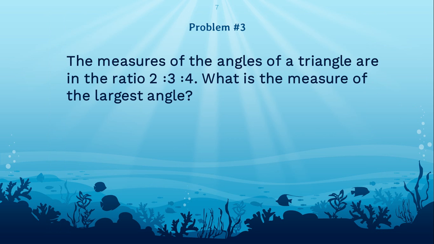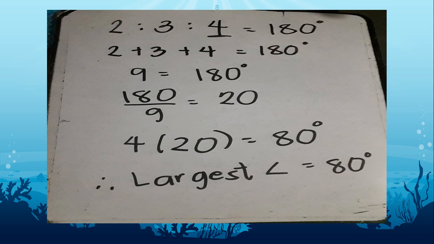It says here the measures of the angles of a triangle are in a ratio of 2:3:4. What is the measure of the largest angle? For our solution, we need to recall that the sum of the measures of the angles of any triangle is equal to 180 degrees. Now next is we add the component ratios. So that's 2 plus 3 plus 4, and that gives us 9, and we divide 180 by 9. 180 divided by 9 is 20.